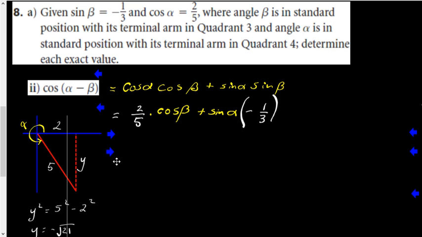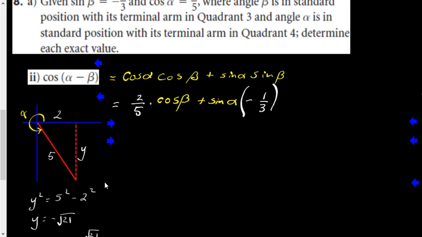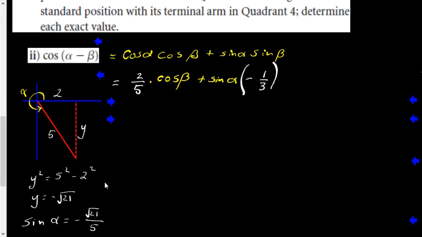And the information I know, since I know cosine, I know x over r. So the x is 2, the r is 5, and I can use Pythagorean theorem to figure out the y value. Again, I chose the negative for the y value because I'm in the fourth quadrant. And I figure out sine of alpha, negative root 21 over 5.